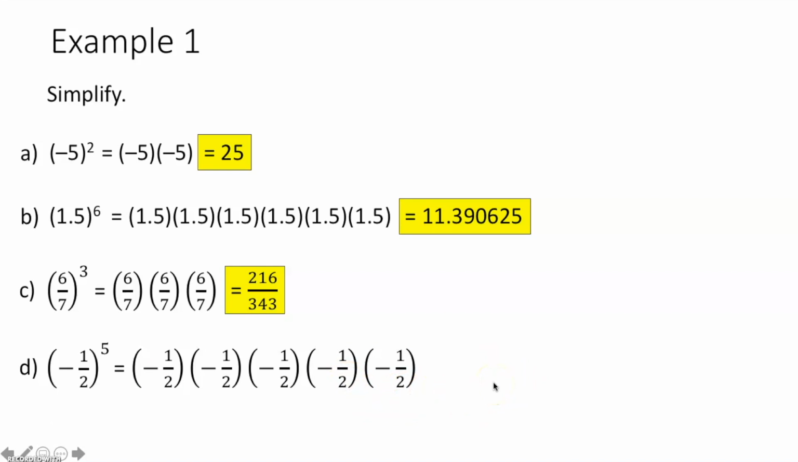Now, is it going to be positive or negative? Well, a negative times a negative makes a positive. A positive times a negative makes it negative again. And now a negative times a negative makes it positive again. And lastly, a positive times a negative makes it negative. And you can always check. If you have a negative number that's raised to an exponent, just look at that exponent. If it's an odd number like this, it's going to stay negative. If it's an even number, it's going to turn positive.